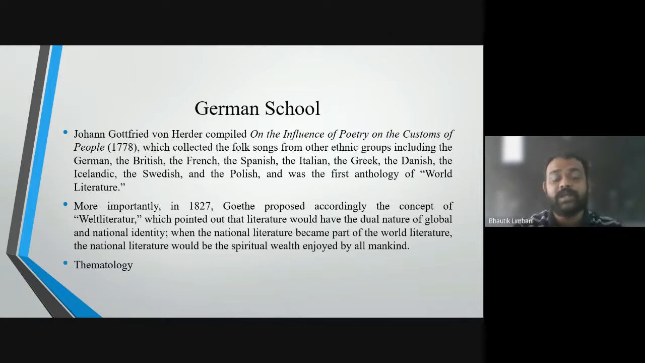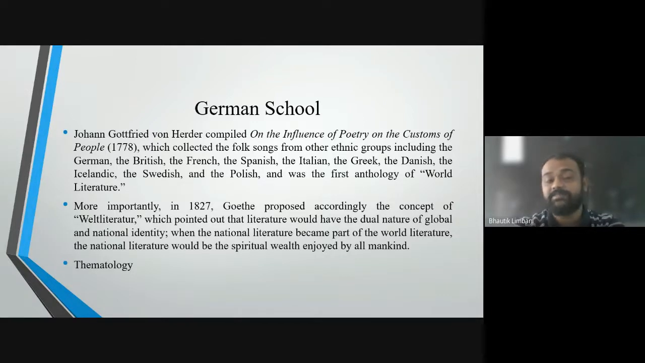Goethe got an idea of world literature, and how he got it is a very interesting story. Somebody who was his contemporary, called Herder, compiled a work titled On the Influence of Poetry on the Customs of People. Customs of people refers to culture. We talked about culture because it was in question since Napoleon invaded Europe. So here is a very profound compilation, On the Influence of Poetry on the Customs of People.